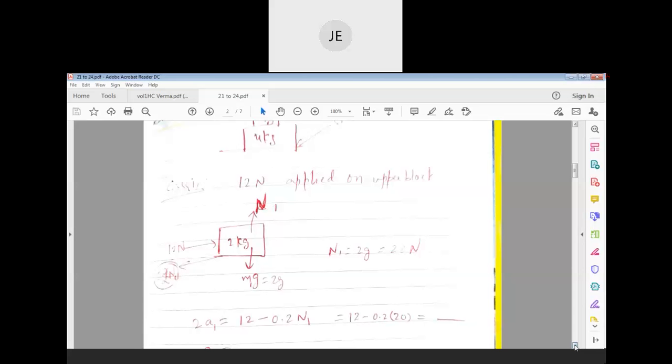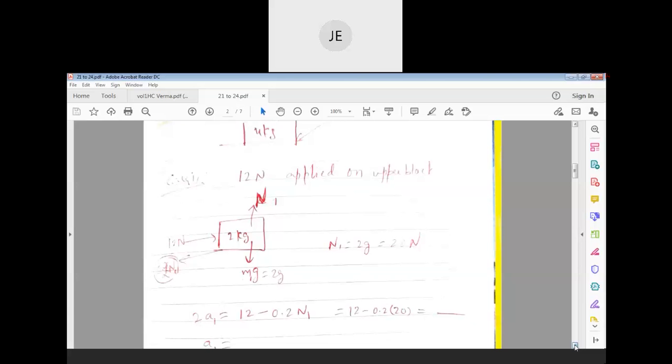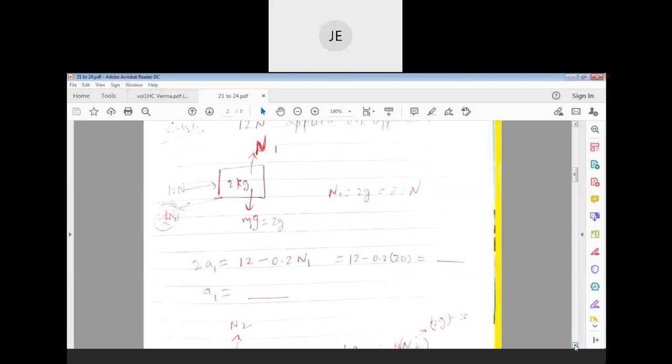Not 2 Newton, I think. 20 into 0.2, 4 Newton. Okay, so net force on the block is 12 Newton rightwards, frictional force leftwards 4 Newton. That gives you 8 Newton. Once you get the net force, net force by mass gives you acceleration. So it is simple, you just have to draw free body diagrams, and that gives you the answers.